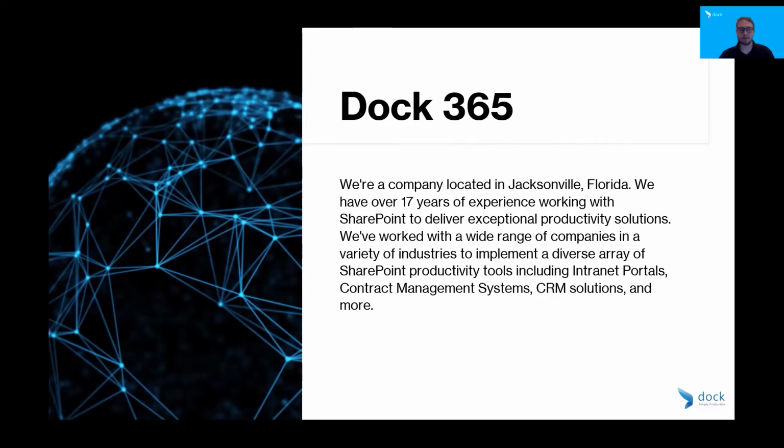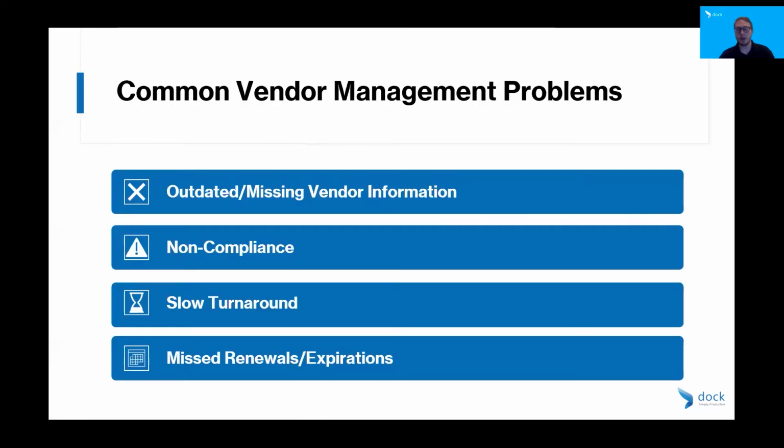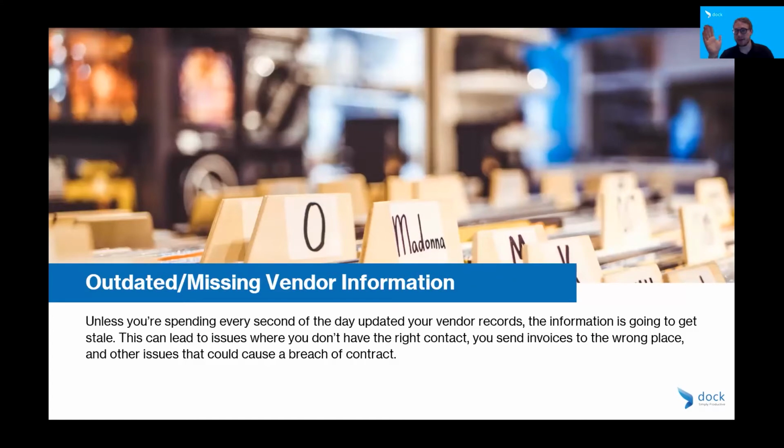So with that preamble out of the way, let's talk about what you are here for: vendor management, specifically common problems, how to identify them, and how to overcome them. In our minds, there are about 4 major common vendor management problems. These are outdated / missing vendor information, either vendor or organization non-compliance, slow turnaround times, and missed renewals and expirations. These can be major concerns for your organization, and they can cause damage to your bottom line. They can interrupt your ability to operate, and ultimately you want to be trying to avoid these, which is why you're here. So let's take a look at these different problems and why they are issues.